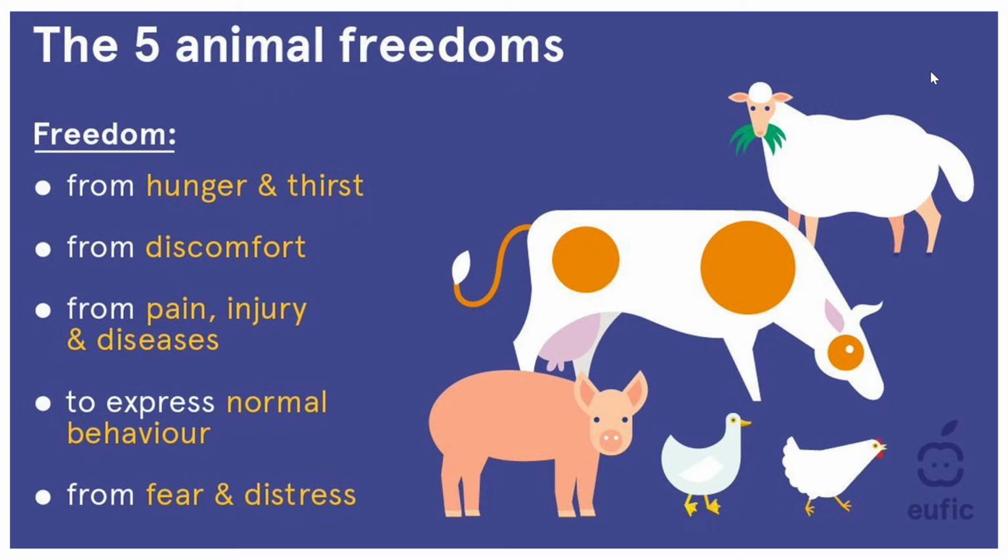The first freedom is that all animals need to be free from hunger and thirst. This is kind of like the 5 basic rights of all animals. They have the right to not be hungry or thirsty. Secondly, they all have the right not to have discomfort. Thirdly, they should be free from pain, injury, and all diseases.